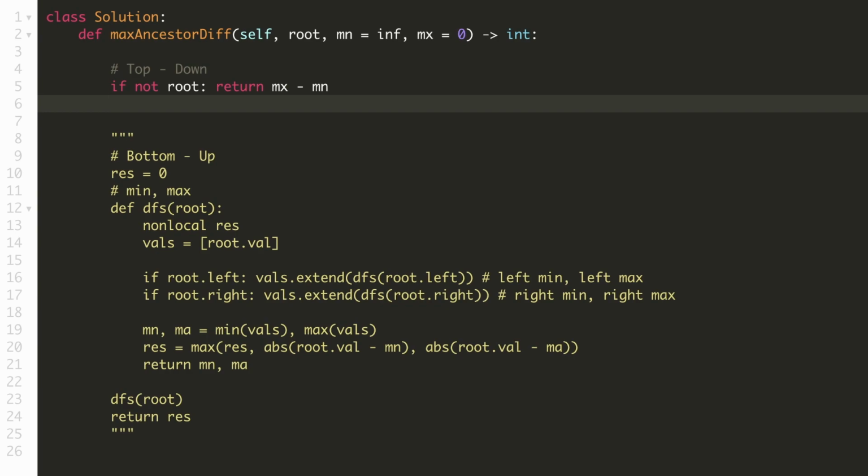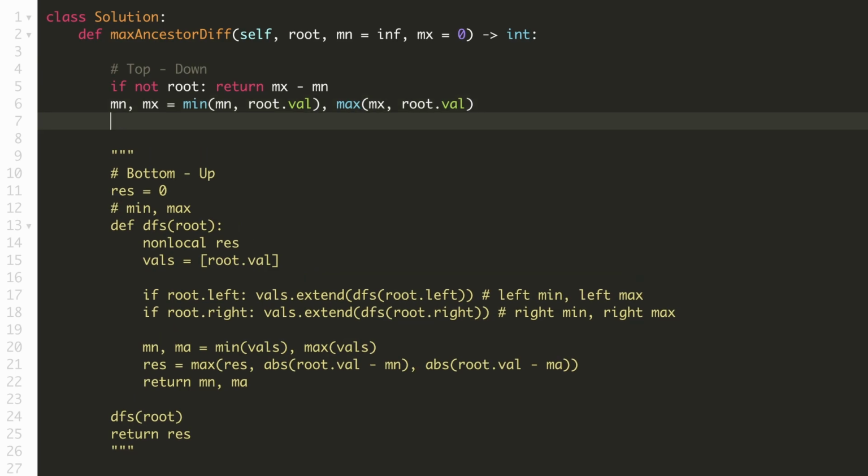We don't need an absolute function in this case because the maximum will at least be greater than or equal to the minimum. Our new minimum for the path would be the minimum of our current value and the minimum we have seen so far in the path. Similarly, the new maximum in the path would be the maximum of the current value and the maximum we have seen so far in this path.